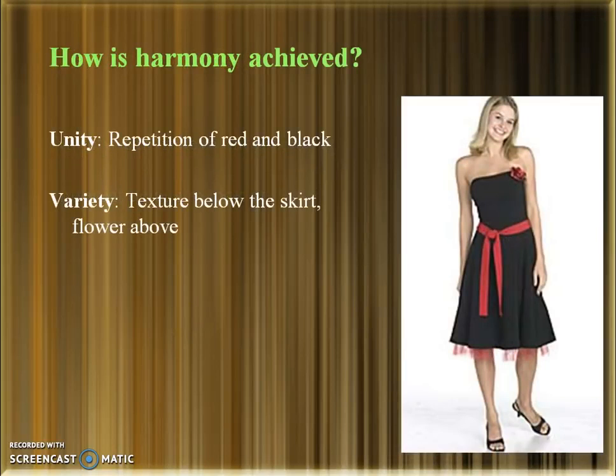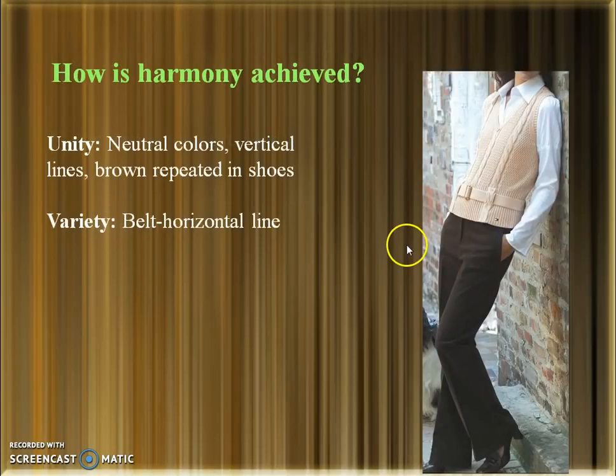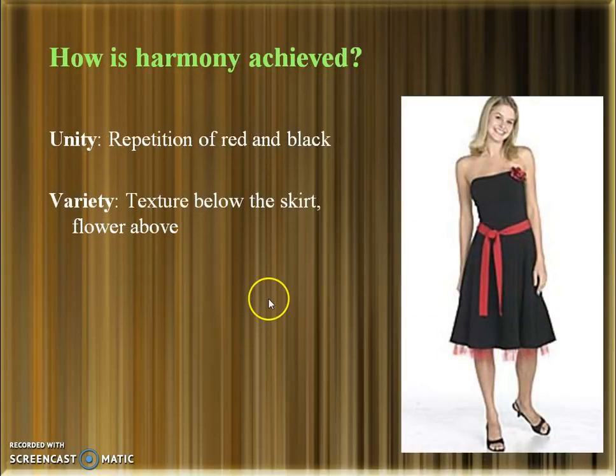So how is harmony achieved in this example? What can you say? Unity is achieved by the repetition of red and black colors. So there is a repeated use of red here, and black color. Variety is achieved by the texture given below the belt and the flower above. These two elements add variety to this design.